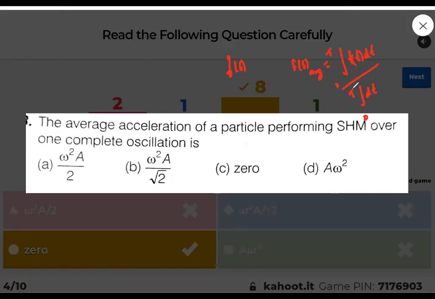Everyone remember this. It is used a lot in physics, especially in class 12. Note it down, note it down.